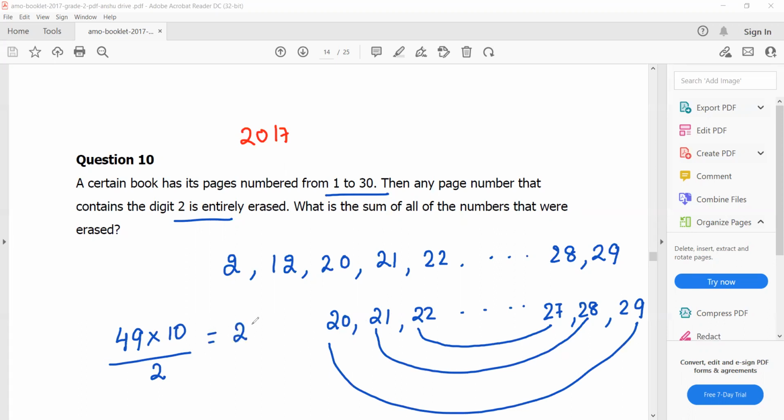So this gives you 245, plus 14. These two sum, this gives you 14. So this gives you 259, which will be the required answer.